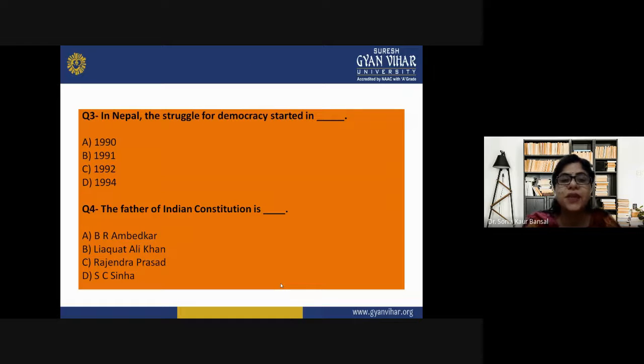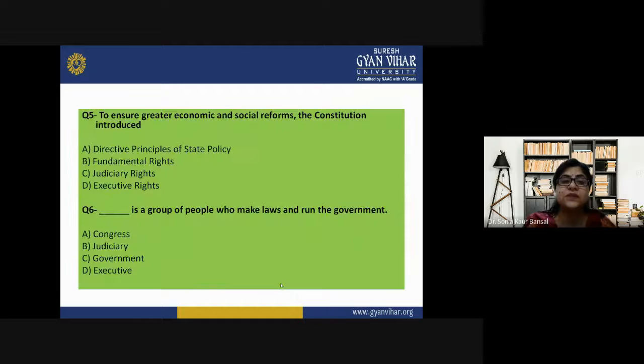Next question. In Nepal, the struggle for democracy started in A. 1990, B. 1991, C. 1992, D. 1994. Next, a very interesting question. The father of the Indian Constitution is A. Dr. B. R. Ambedkar, B. Liaquat Ali Khan, C. Dr. Rajendra Prasad, or D. S. C. Sinha. So please hurry up, students. Answer me in the comment box.